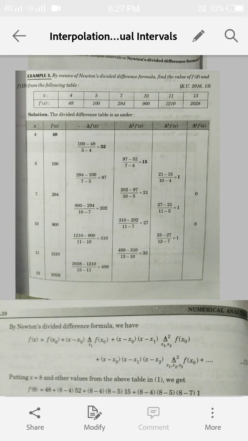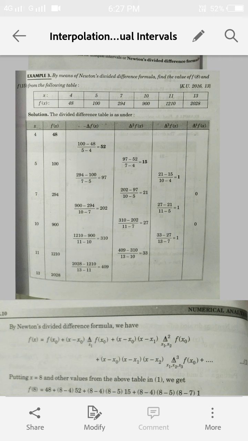Then (900 minus 294) upon (10 minus 7), and that will be equal to 202. Next one will be (1210 minus 900) upon (11 minus 10), and that will be equal to 310. Next, (2028 minus 1210) divided by (13 minus 11). So in this way we can find the first order divided differences.